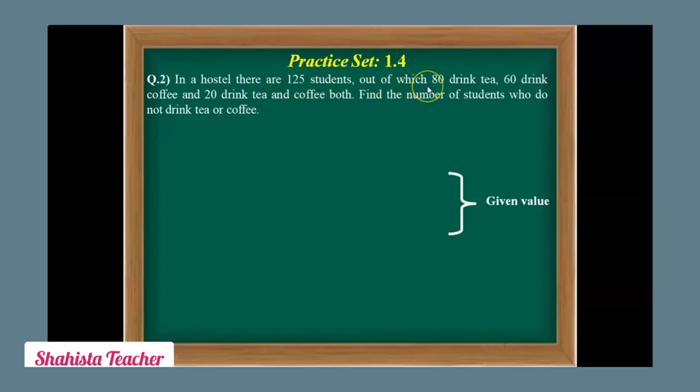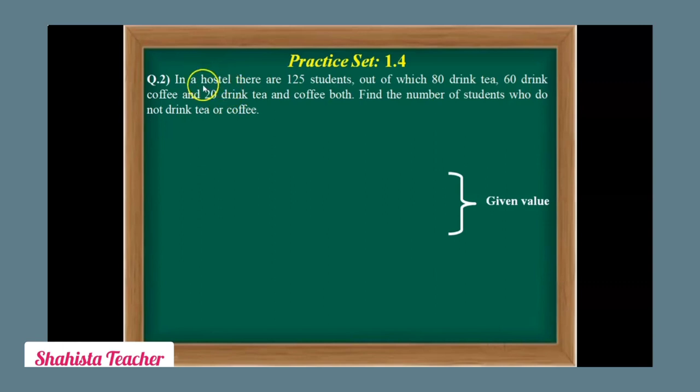80 students drink tea and 60 students drink coffee. For them we will write alphabets. So let us assume the 80 students who drink tea. We will write: let A be the set of students who drink tea and let B be the set of students who drink coffee.